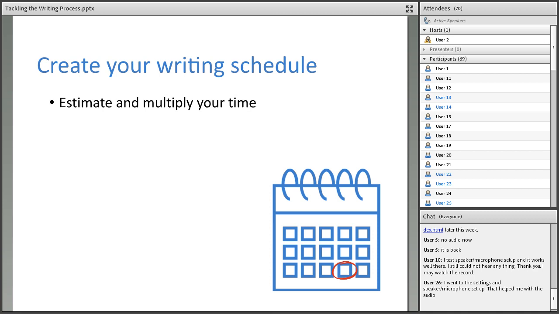Following a writing schedule will keep you focused and productive throughout the project. You should carefully plan the time you'll need for writing so that you can easily meet all of your deadlines. A good approach is to estimate the amount of time you'll need to get through all the steps in the writing process, and then multiply that time by 2 or 3 to set a realistic goal.